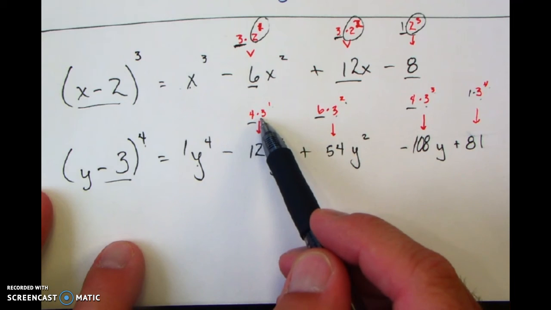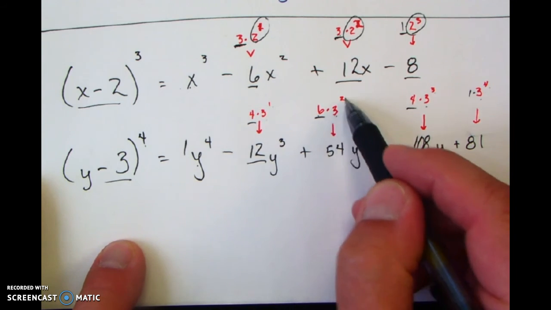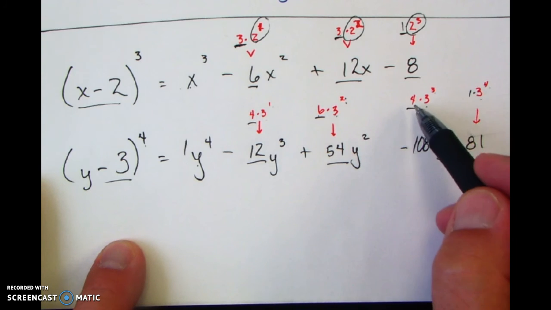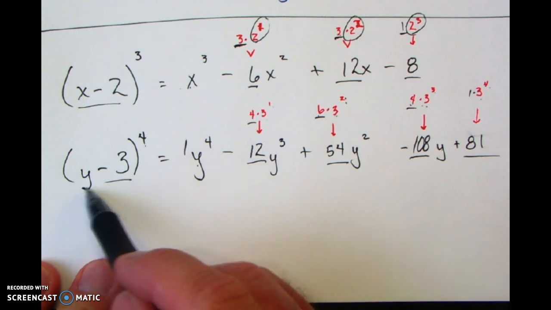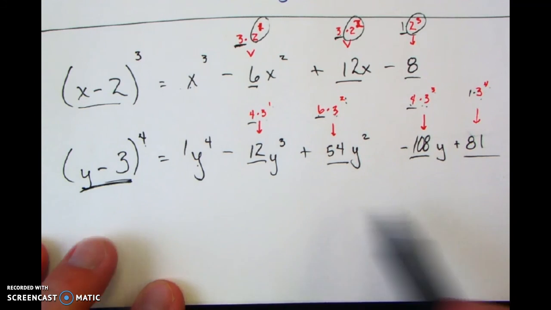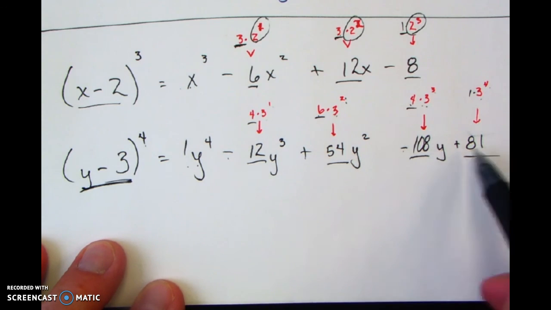And so we have 4 times 3 to the first gives us our coefficient for that term. 6 times 3 squared gives us 54. 4 times 3 cubed gives us 108. 1 times 3 to the fourth gives us 81. And because we were taking the difference here, we alternate signs throughout. So we're positive here, then it's minus, plus, minus, plus.